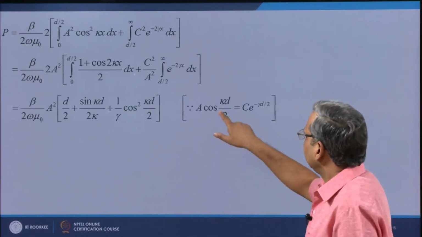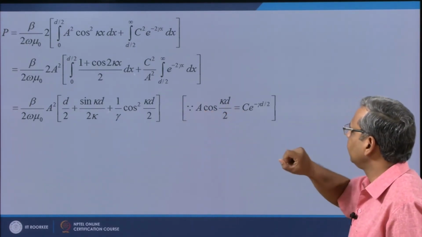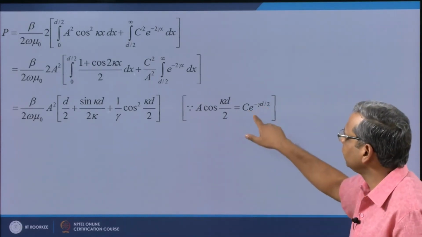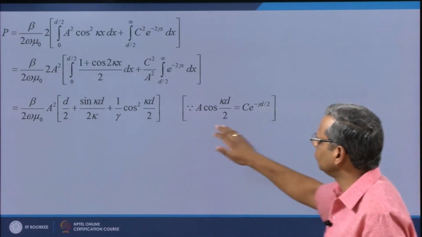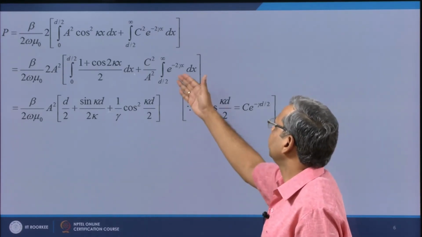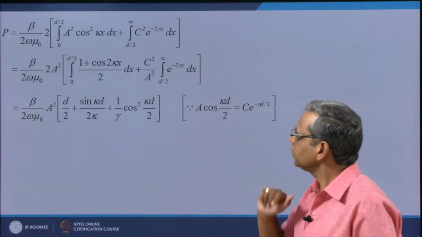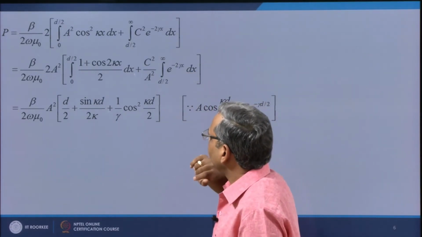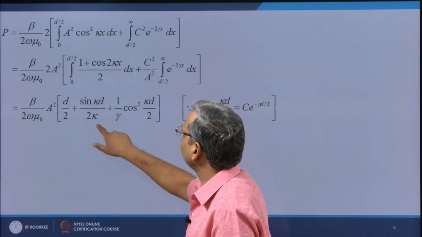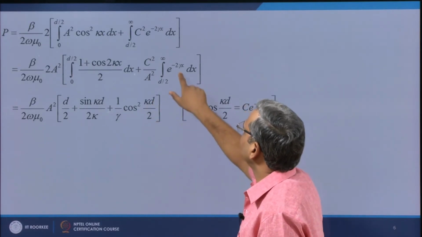And since from boundary conditions I know a cosine kappa d by 2 would be equal to c times e to the power minus gamma d by 2, from here I will get c over a, which I substitute here and evaluate this integral, which is very simple: e to the power minus 2 gamma x divided by minus 2 gamma, and then I put the limits. So, when I simplify this, what I get is d by 2 from here, sine kappa d over 2 kappa from here, and 1 over gamma cosine square kappa d by 2 from this term.